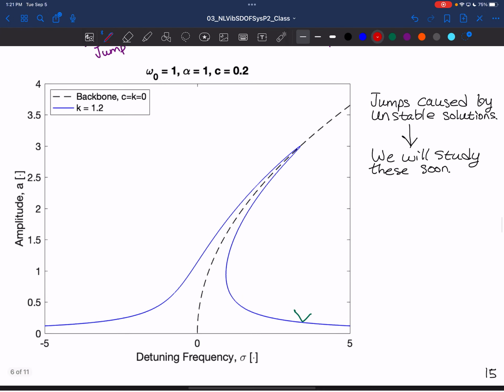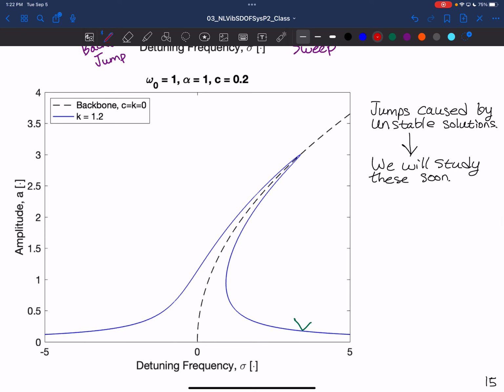All right, let's draw that right here real quick. So I said that over here, we'll have a jump up. This was our jump over here, and I even left a little bit of the arrow there. We have another jump here. And the reason is that these solutions here are unstable, which we'll usually denote using an X.